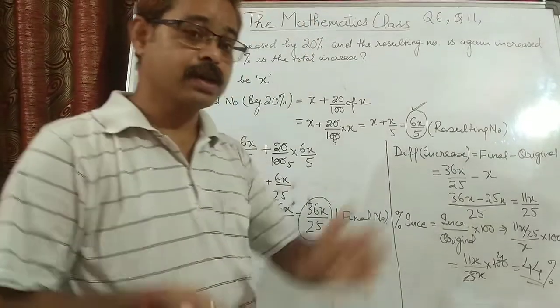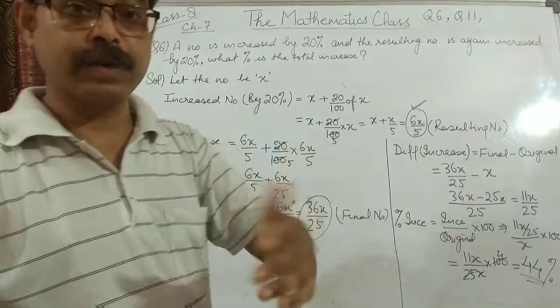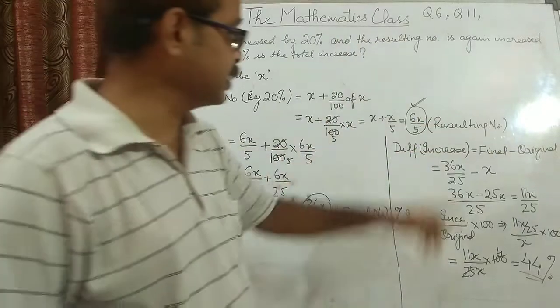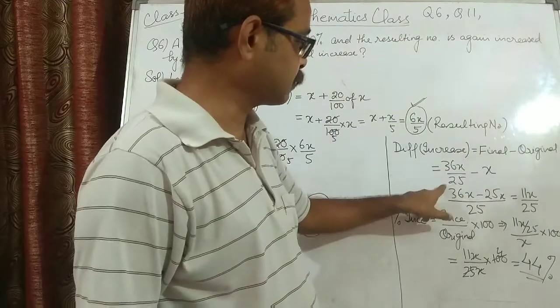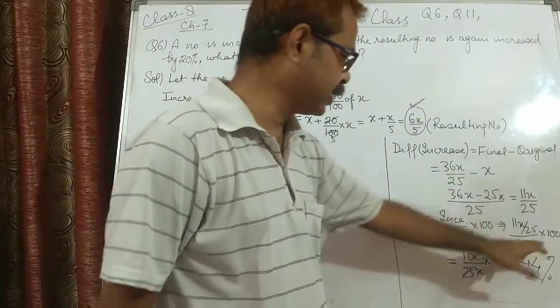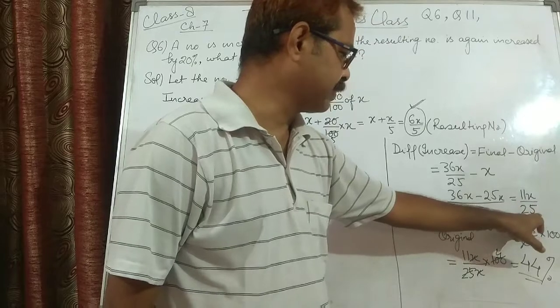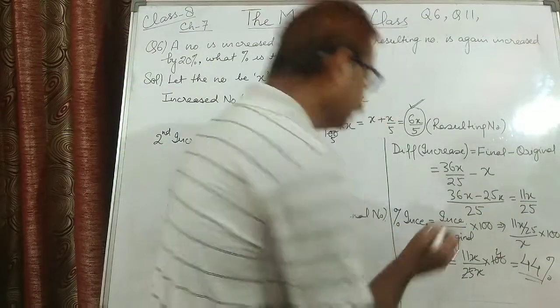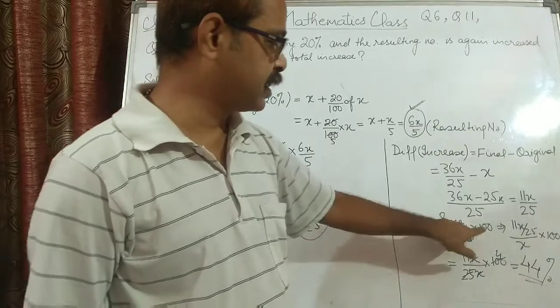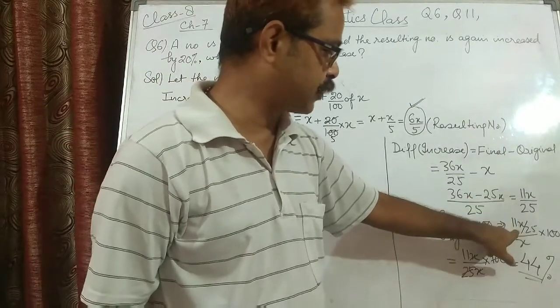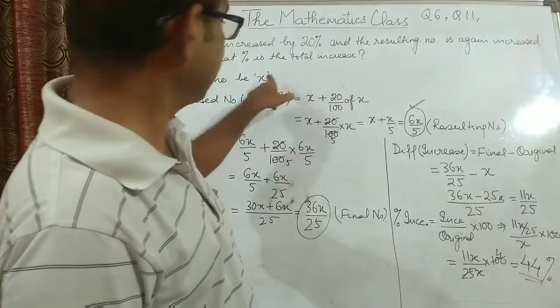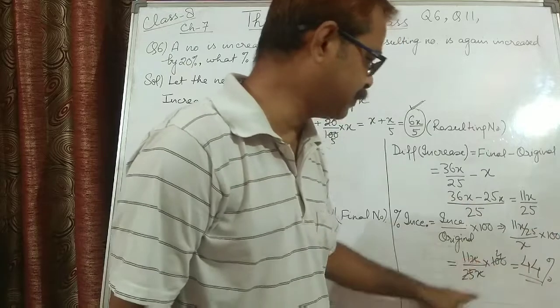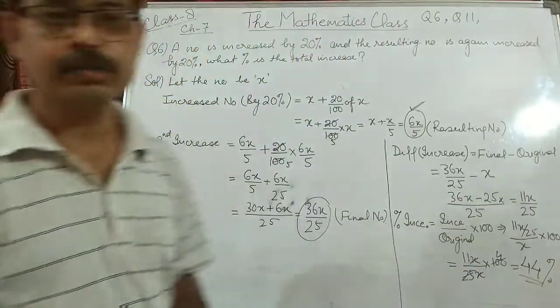So what is the total increase? Whatever was the initial value and the final value. So final minus initial. Final is 36x upon 25, initial was x. You solve it out, you will get 11x upon 25. Now percentage increase is what? Increase upon original into 100. Increase is 11x upon 25, original was x, into 100. And then we solve it out, 44%. I hope that is clear.